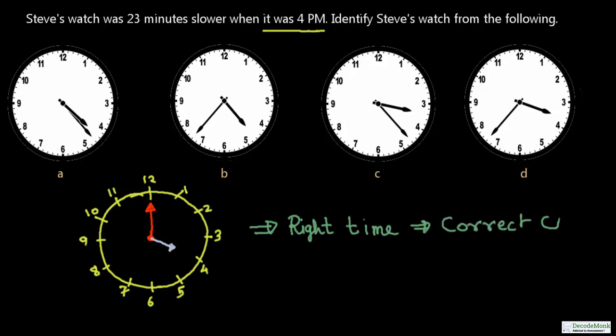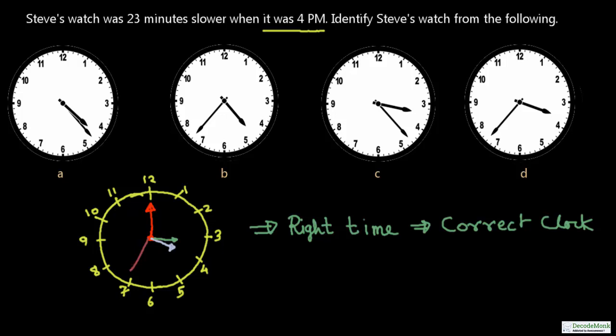So this is the correct clock. But according to the question, Steve's watch was 23 minutes slower. That means when it was 4 p.m., Steve's watch was running slow by 23 minutes. 23 minutes slow means the timing would be backwards, less than 4 p.m. So the hour hand will be somewhere between 3 and 4, and the minute hand will be somewhere over here. So that we have to calculate.